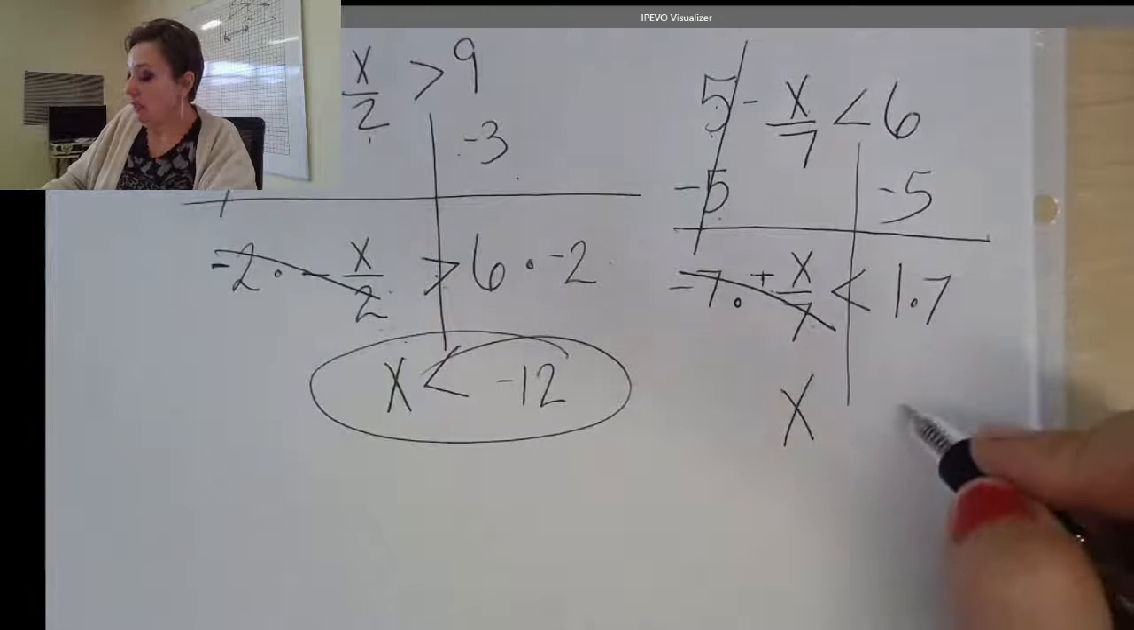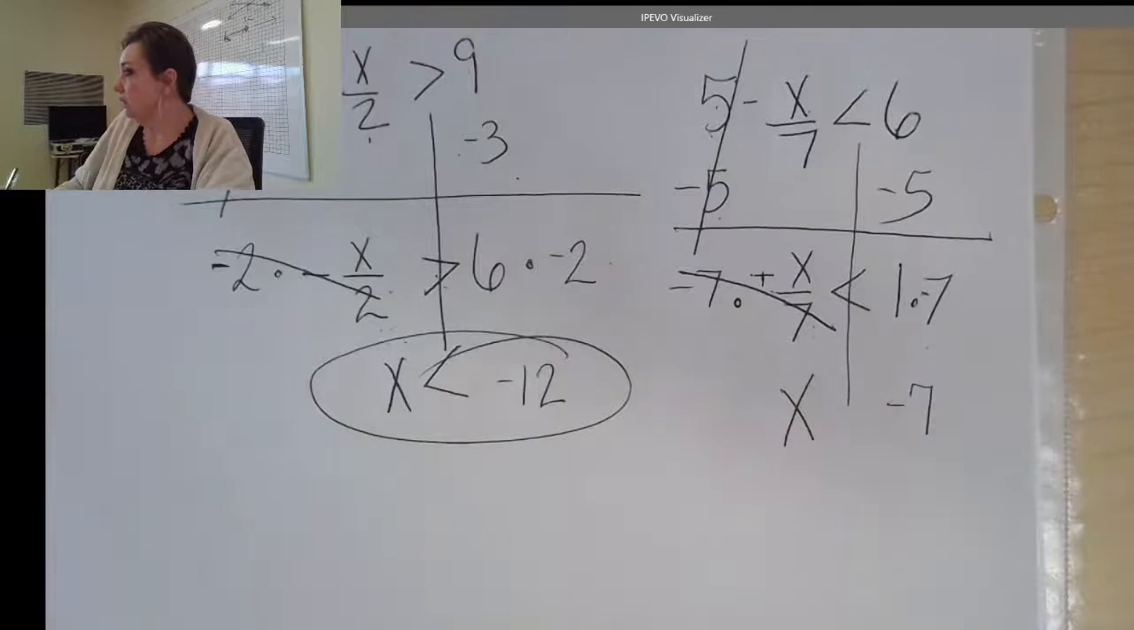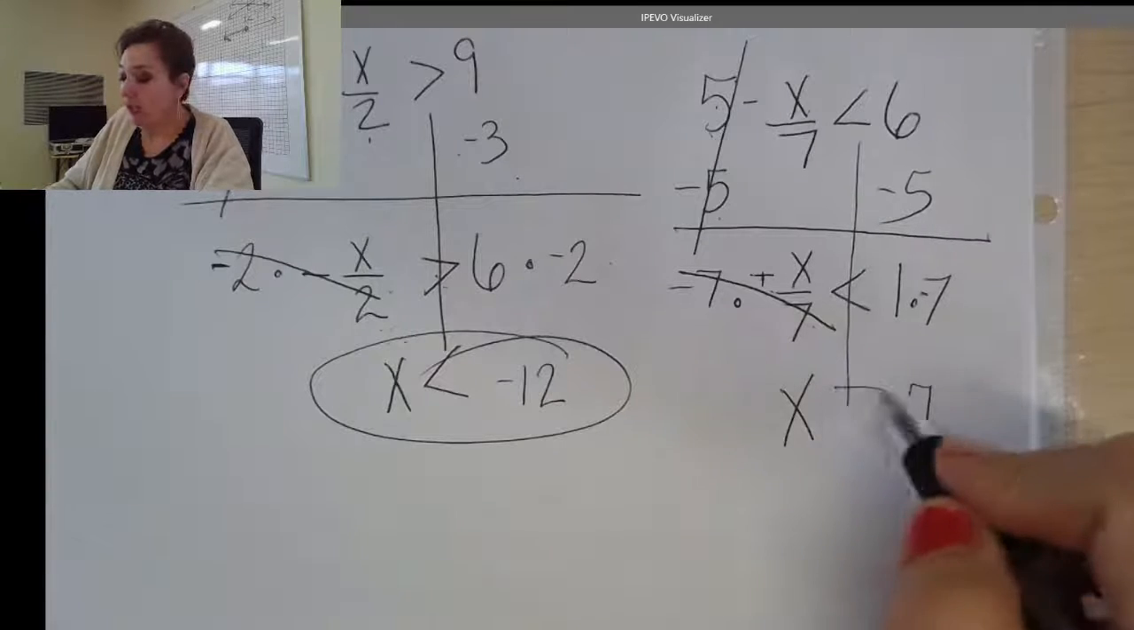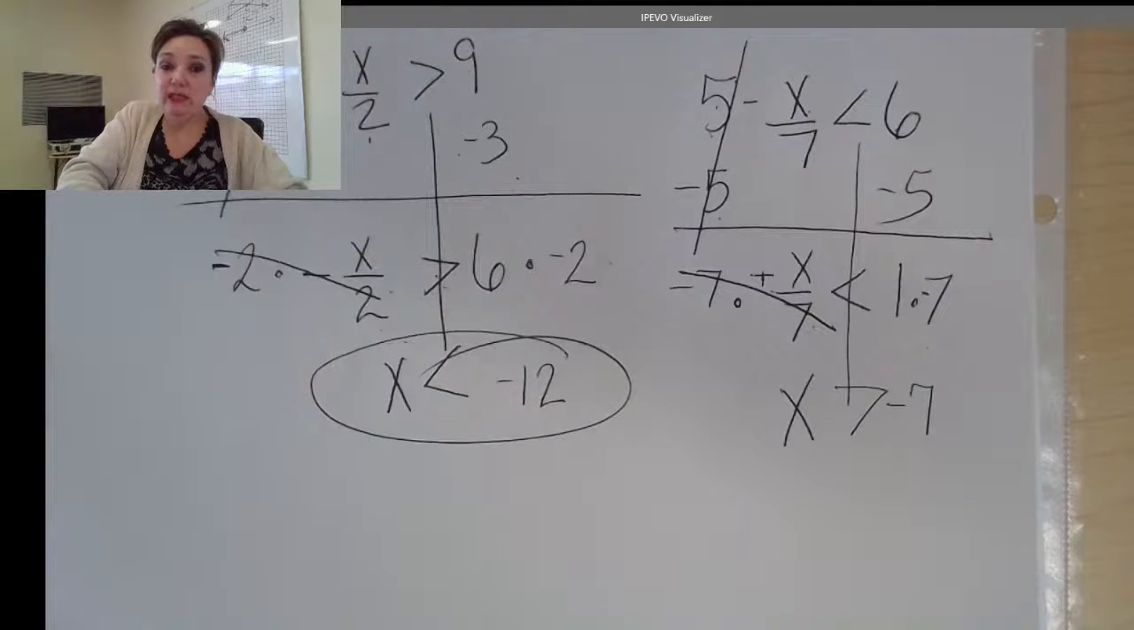Over here I'm going to have negative 7, right? What about my sign? Going to flip it. Why? I multiplied by a negative. Does that make sense? So I flip that sign. Okay?